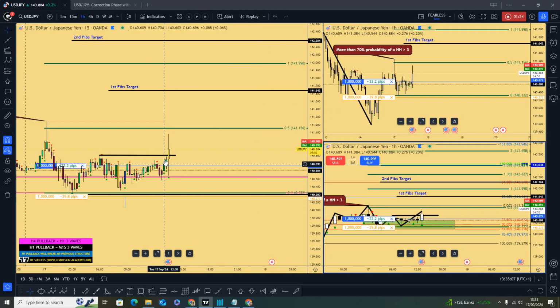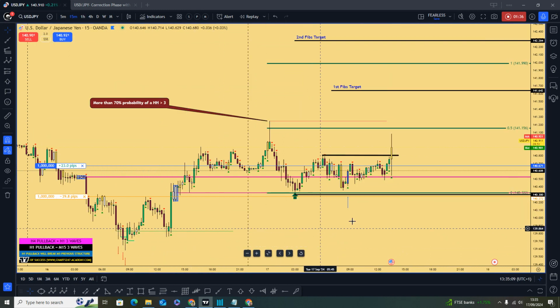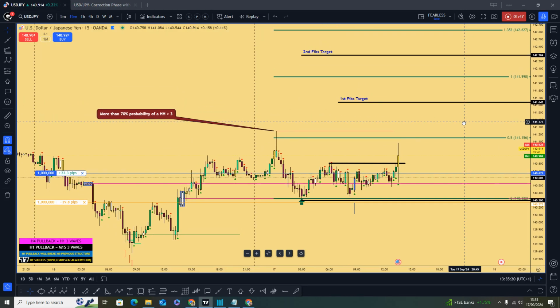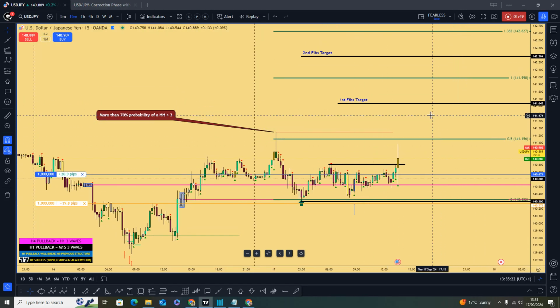I'm more interested in the 15 minute chart actually, because we've done the analysis. Now we've taken the trade. I like to use the 15 minute chart as the one that I'm looking at now. We have the first target here on 141.65. We have the second target of 142.27.